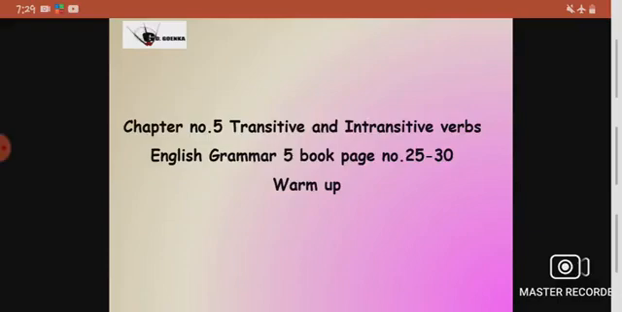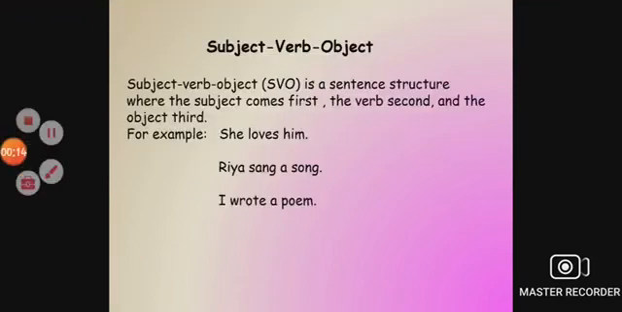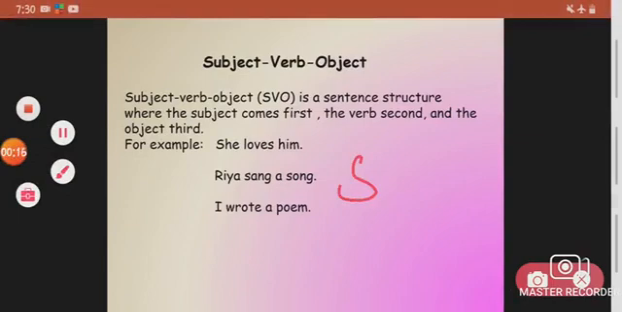In today's English class, we'll start Chapter 5, Transitive and Intransitive Verbs from your English Grammar Book 5, page number 25 to 30. Today, we will have a warm-up session and we'll recall what a subject is, what a verb is, and what is an object.